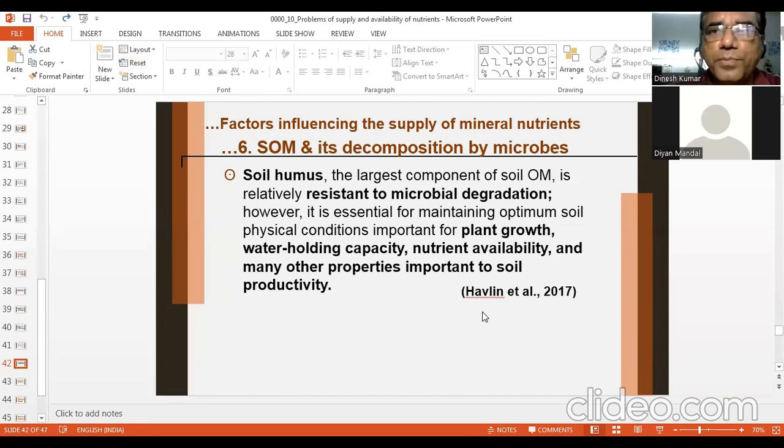Humus can directly stimulate plant growth. It acts as a growth promoting substance, and it increases water holding capacity, nutrient availability, and many other properties important to soil productivity. Sometimes humus will also get decomposed, but of course it takes a lot of time, 100 years or more. But in the end, because it contains nutrients like nitrogen, it will release nutrients into the soil upon its own decomposition.